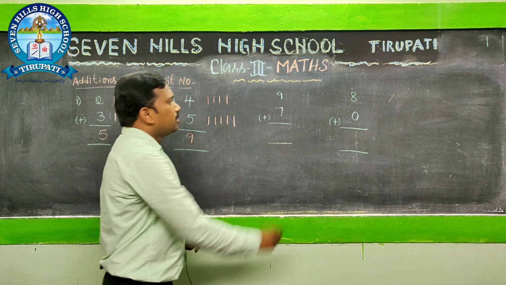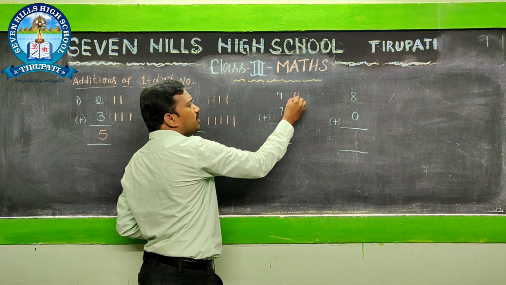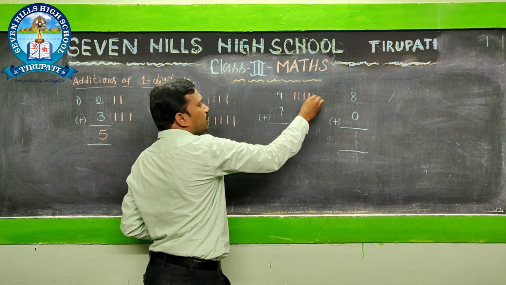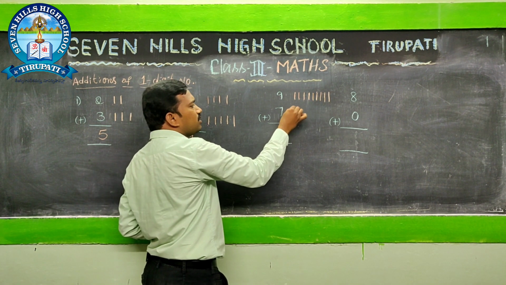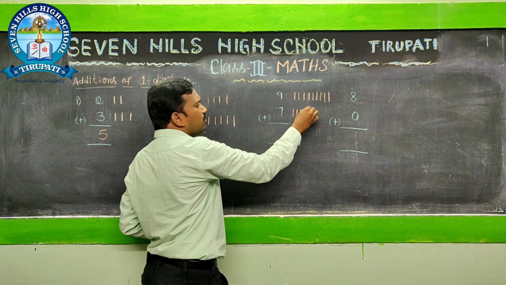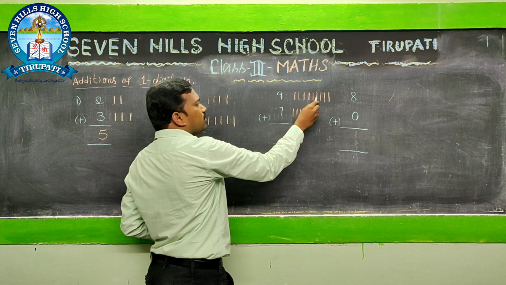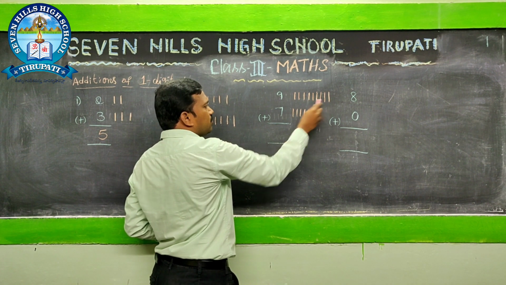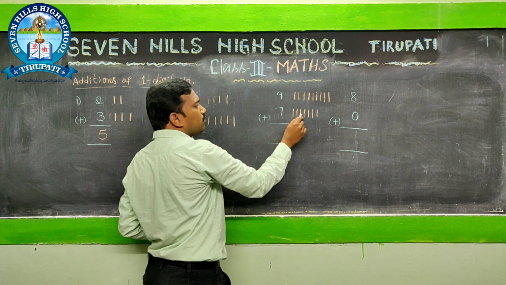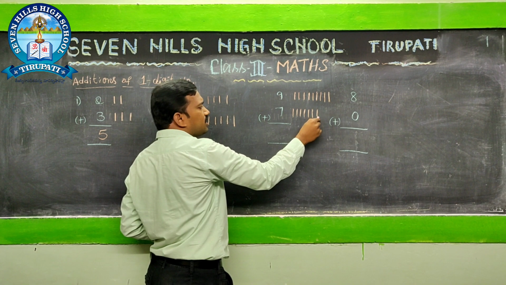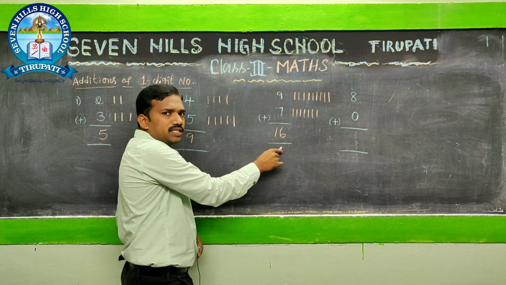Understand? Now 9 plus 7. 9 means write down 9 lines: 1, 2, 3, 4, 5, 6, 7, 8, 9. 7 means write down 7 lines: 1, 2, 3, 4, 5, 6, 7. We are doing addition. So 9, after that 10, 11, 12, 13, 14, 15, 16. Okay, 16. 9 plus 7 is equal to 16.